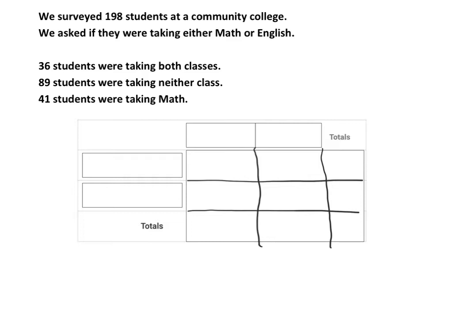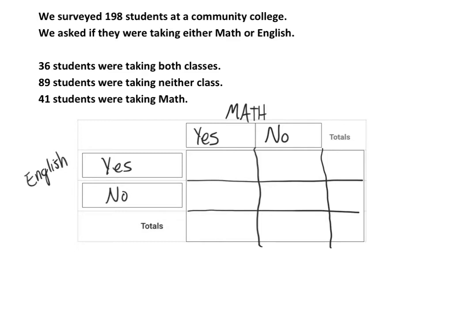Math, yes, no. English, yes, no. So that's what I'm going to put into the columns and rows. So if we think about math as someone answering, are they taking math? Well, you could say yes to that or no to that. Same thing with English. With English, you could, yes, be taking English, and no, not be taking English.